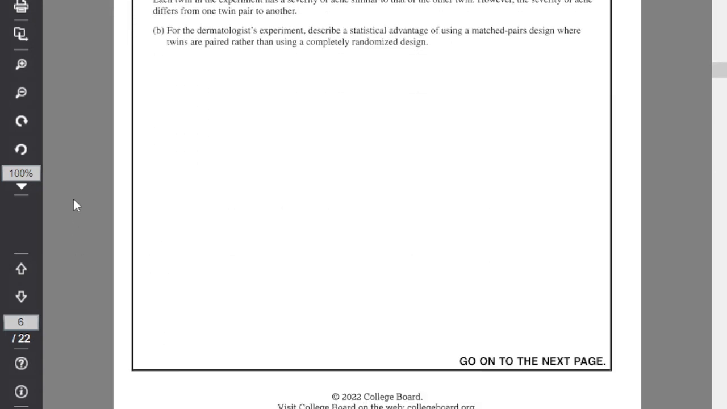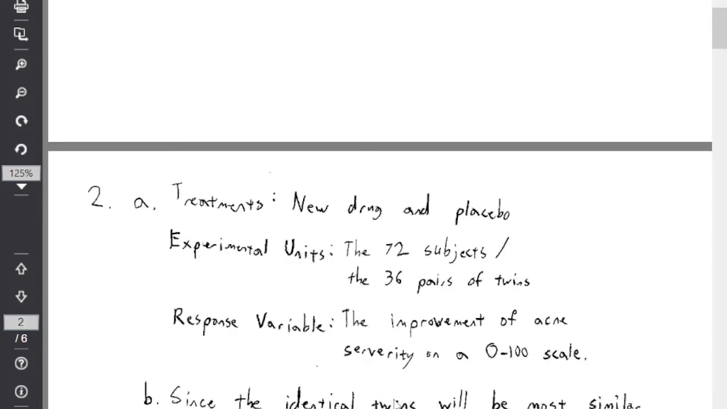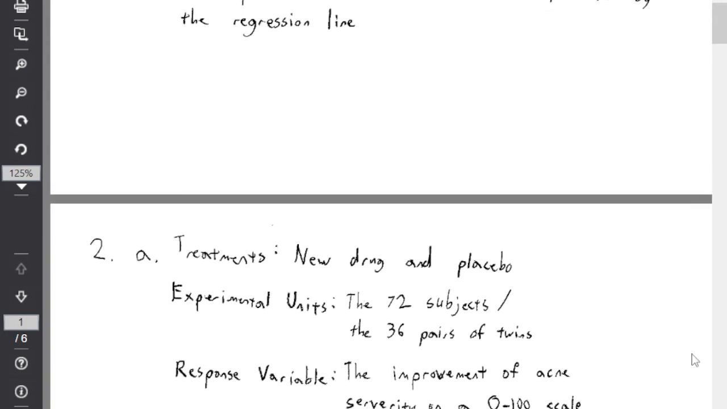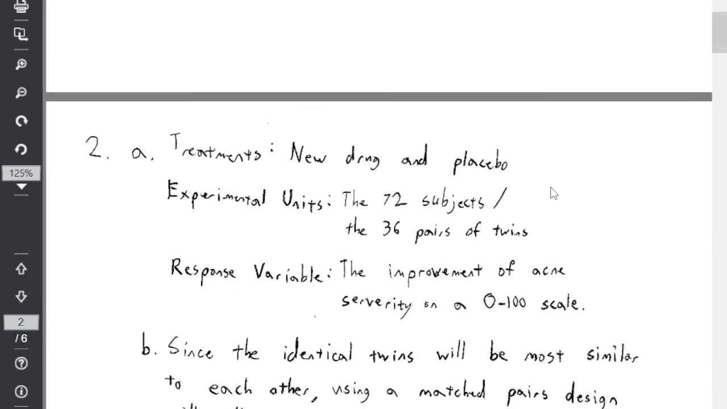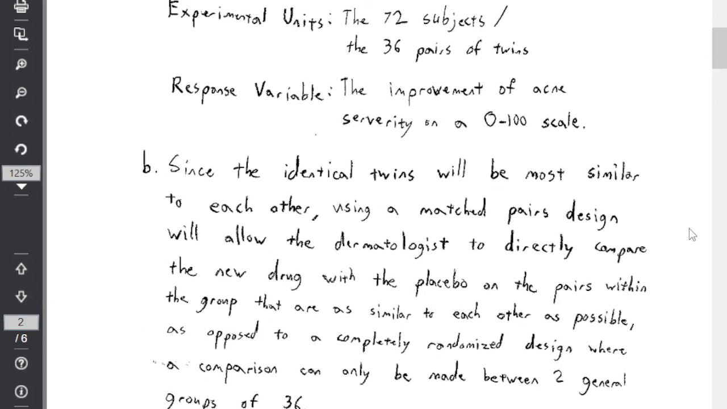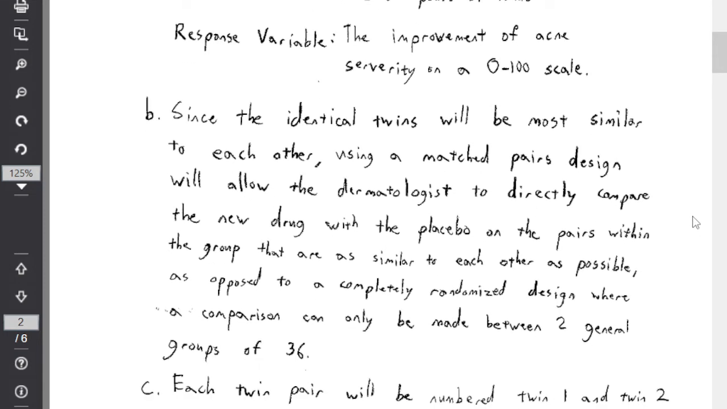Okay, then part B, we're using a matched pairs design. Hopefully we're doing decent on this because we talked a lot about matched pairs design. There should be an obvious way to pair up the data. And in this case, the obvious way to pair up the data is what? The twins, the identical twins. So because the identical twins are most similar to each other, we can more directly compare them to each other. That's the idea behind part B. That's why we're using a matched pairs design.